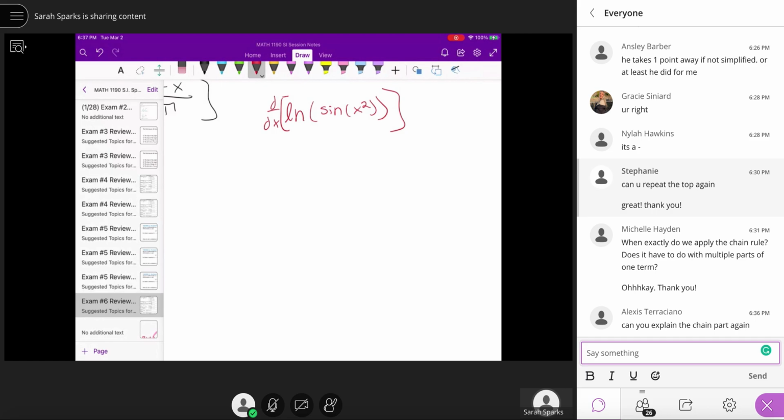So we would do our outside function first, like chain rule, outside, inside. Our outside function is this natural log, so this would equal 1 over sine x squared. And now we have to multiply by the derivative of our sine x squared. So that's one chain. Now, the derivative of sine is cosine, so we have cosine x squared divided by sine x squared, times the derivative of the inside function, x squared.